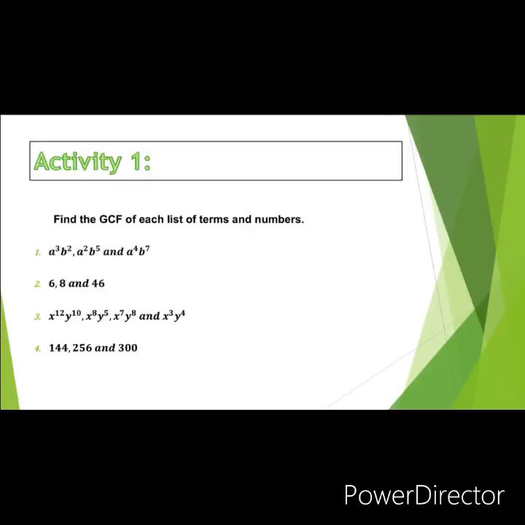Very good, Miss Kausing. And now let's proceed to Activity 1, number 3. May I call on Miss Katapan? What is the GCF of x raised to 12, y raised to 10, x raised to 8, y raised to 5, x raised to 7, y raised to 8, and x cubed, y raised to 4?